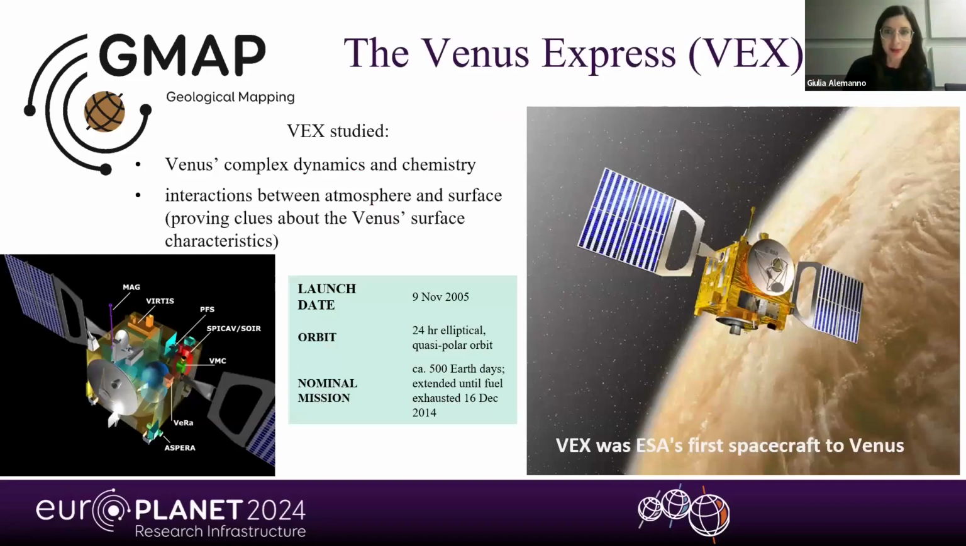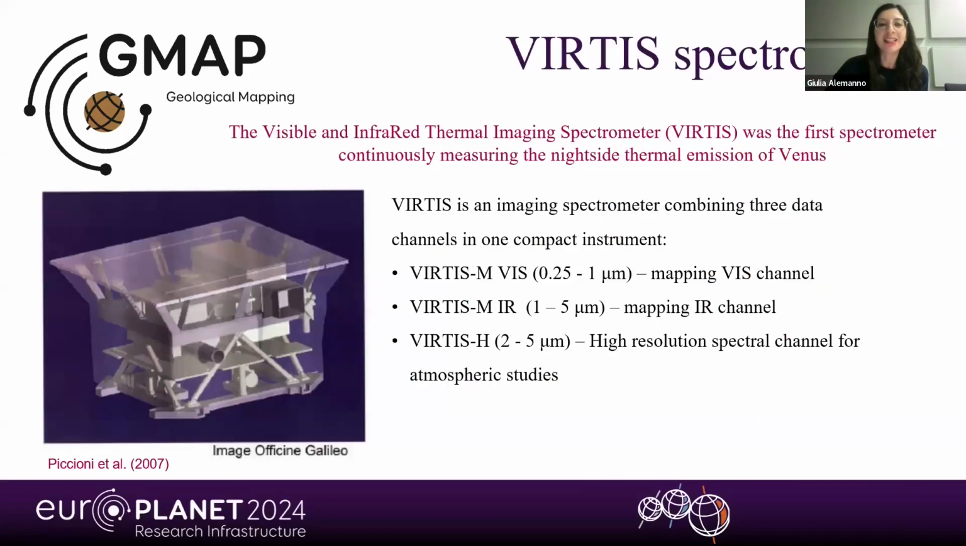But let's talk first a bit about Venus Express. Venus Express is a mission that studied the complex dynamics and chemistry of Venus and the interaction between atmosphere and surface. It was launched in 2005, and as Lucia said, it studied Venus and the whole system of Venus between 2006 and 2015, so for several years. And on board Venus Express, the VIRTIS spectrometer was the first spectrometer that continuously measured the night side thermal emission of Venus. VIRTIS is an imaging spectrometer, and it combines 3 different channels.